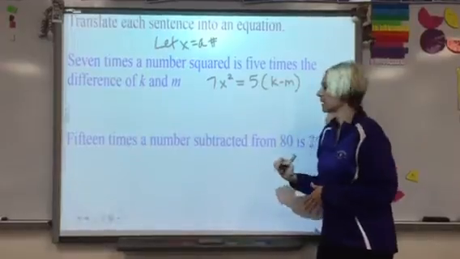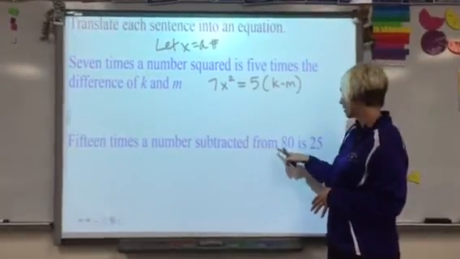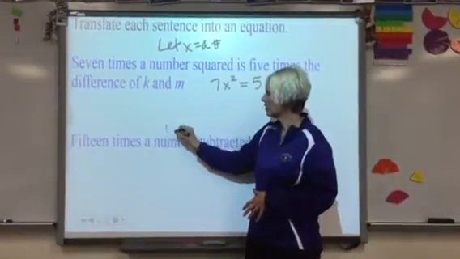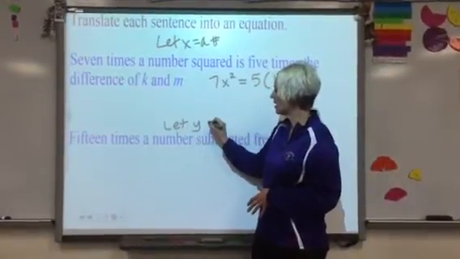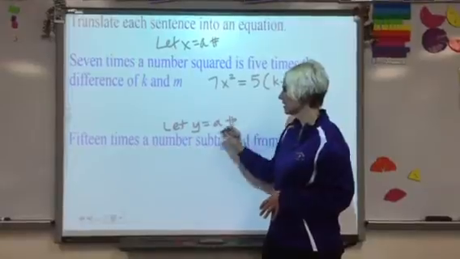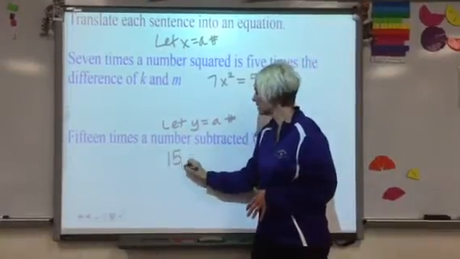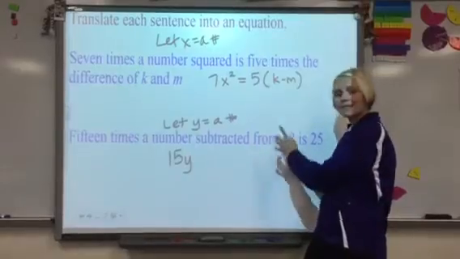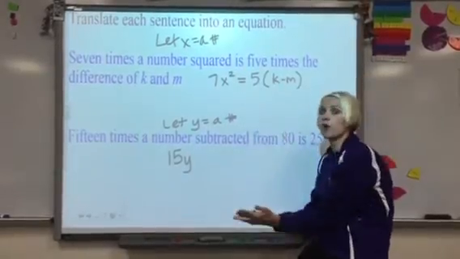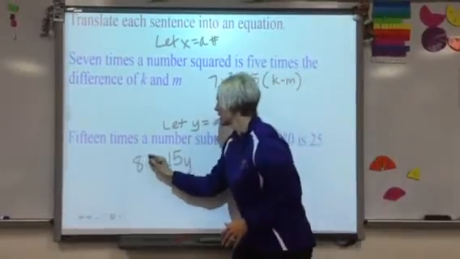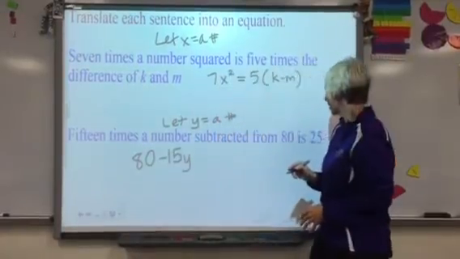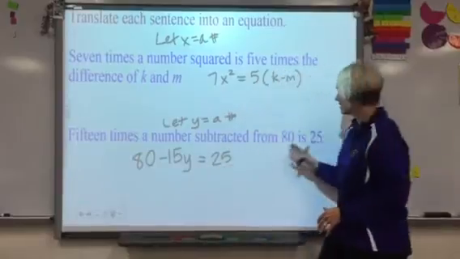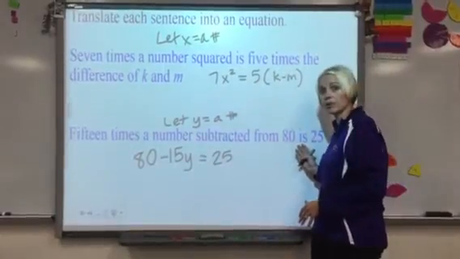Okay, let's try another one. 15 times a number subtracted from 80 is 25. So what I'm going to have to do is write another let statement. Let's say I want let y to be a number in this case. 15 times a number subtracted from 80. So 80 has to be the bigger thing because this is from that. So it's 80 minus 15y is 25. So look at this and see if it makes sense with the verbal here.